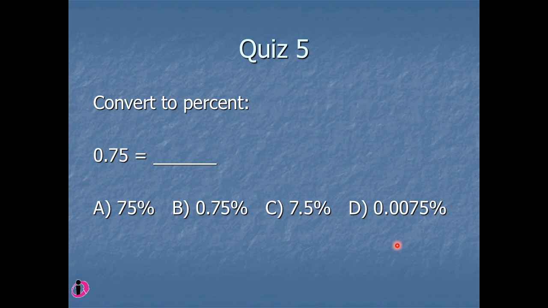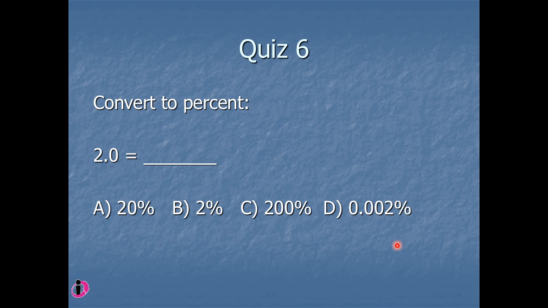0.75. If I convert it to the percent, that becomes 75%, right? 2.0. This is a whole number, but if you convert it to percent, it becomes 200%, because you move the decimal point 2 positions to the right, assuming that you have zeros right after the decimal point. So the right answer is C.